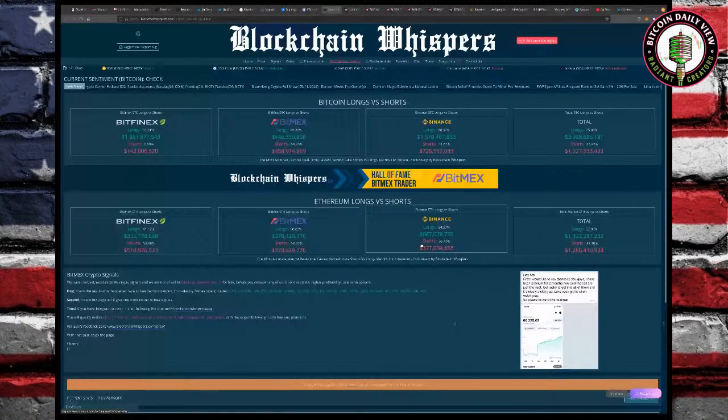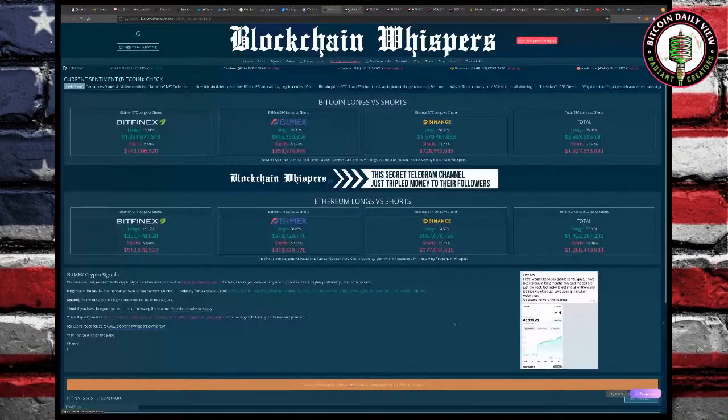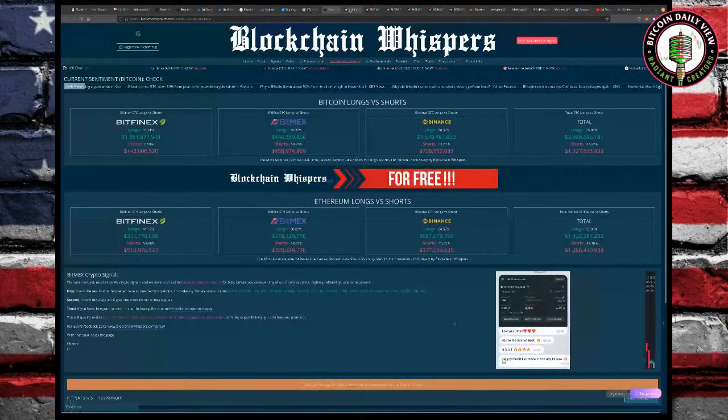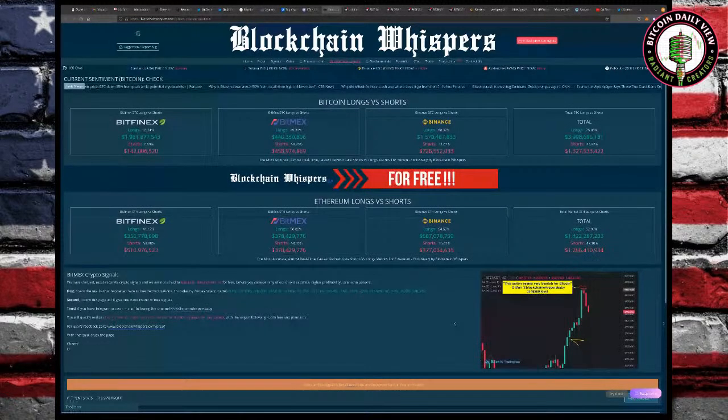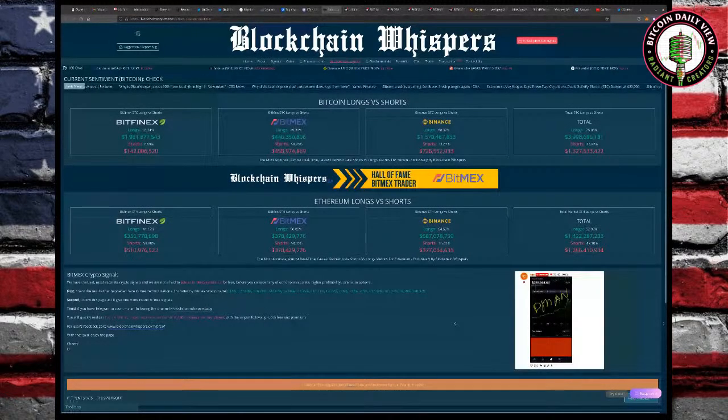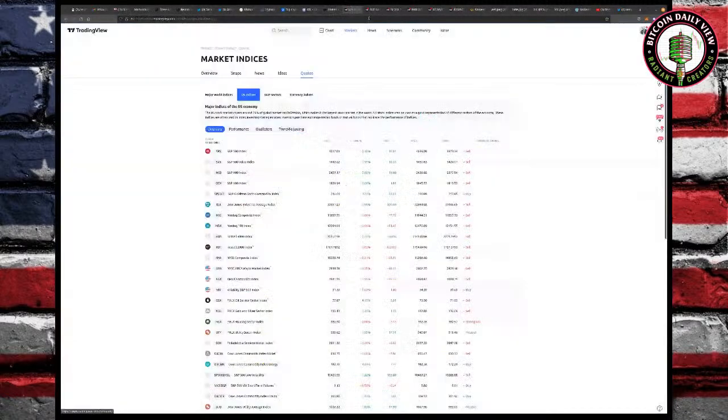It is a long bias, and it's rooted in enough reality right now that I think it's probably going to work for us. So I'm going to share that long bias, at least short term. Okay, let's skip that. Let's go right here to some of the big indexes here.